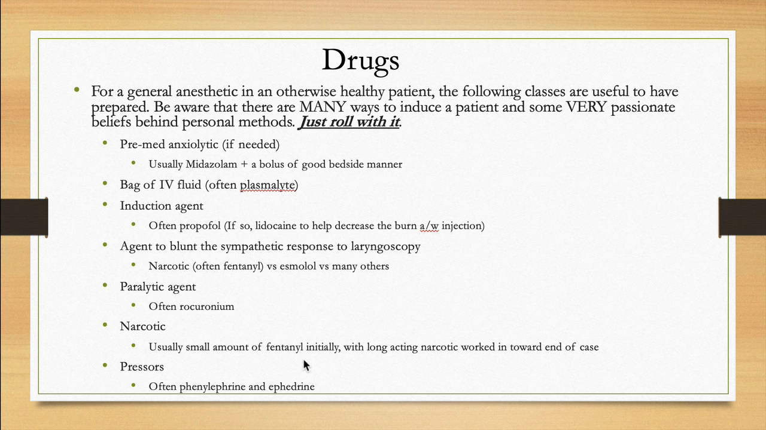A narcotic in small amounts. Oftentimes we pull out fentanyl. Once again, there are attendings who would disagree with this completely, but if you're going to pull out a narcotic, a small amount of fentanyl just to get the patient started with incision and whatnot, with the goal of maybe working in some long-acting narcotic toward the end, is not unusual for an otherwise healthy patient getting a routine general anesthetic for whatever surgery. Then have some pressors on standby like phenylephrine and ephedrine, because there are going to be different settings in which you will give each one of these drugs, such as if the patient happens to be bradycardic and hypotensive, perhaps they'll reach for ephedrine.